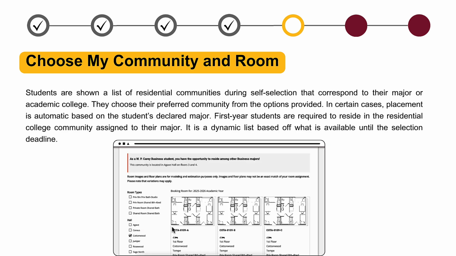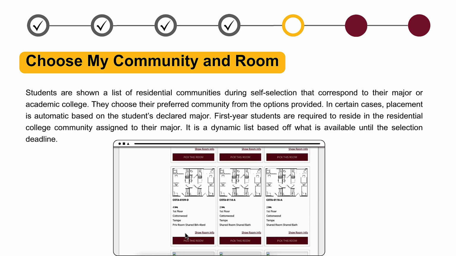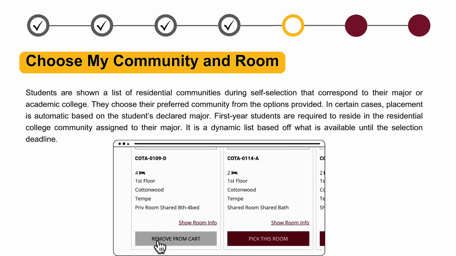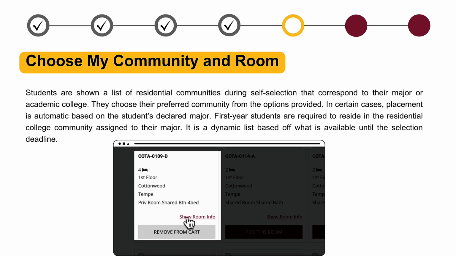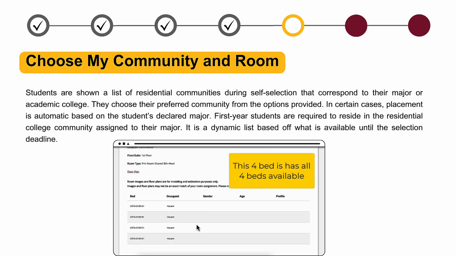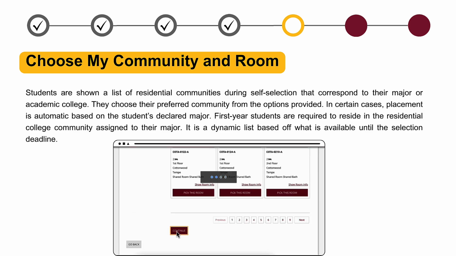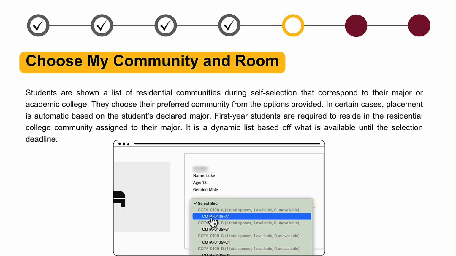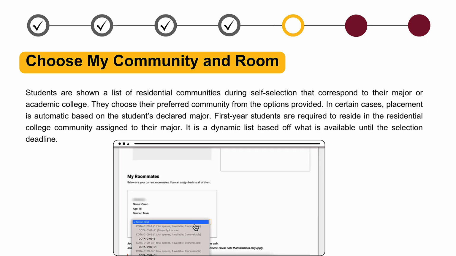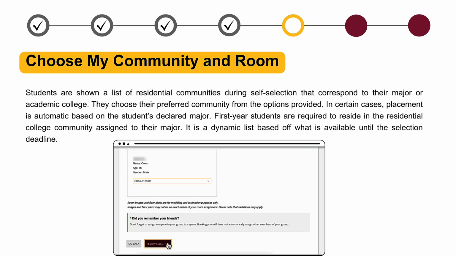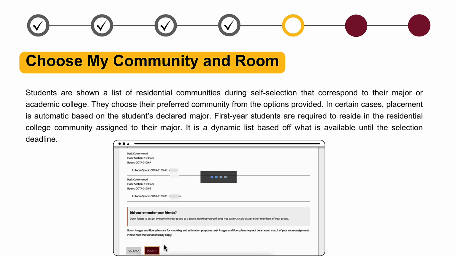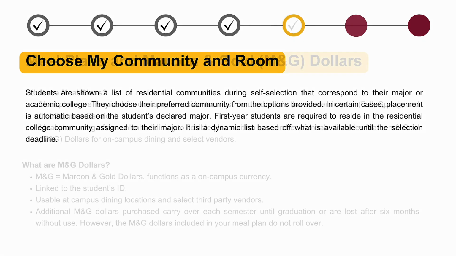This is a dynamic list based off what's available until the selection deadline. Students can click on the showroom info to see who, if anyone, is currently assigned to the bed space within the room they selected. In this example, all spaces are vacant. Once you have picked your room, add it to your cart and continue to assign yourself to a bed space and your roommates, if that is what your group has decided. Most student residents will make the assumption that the leader is taking on this role.